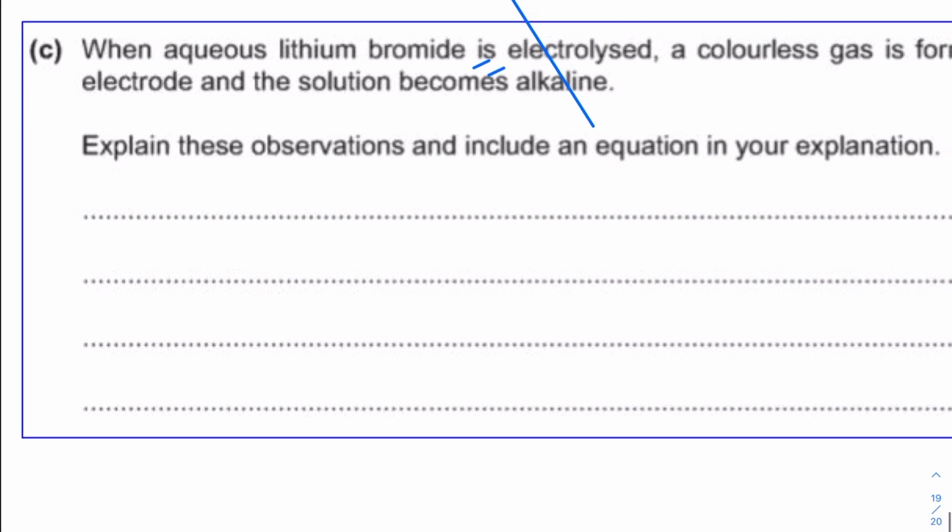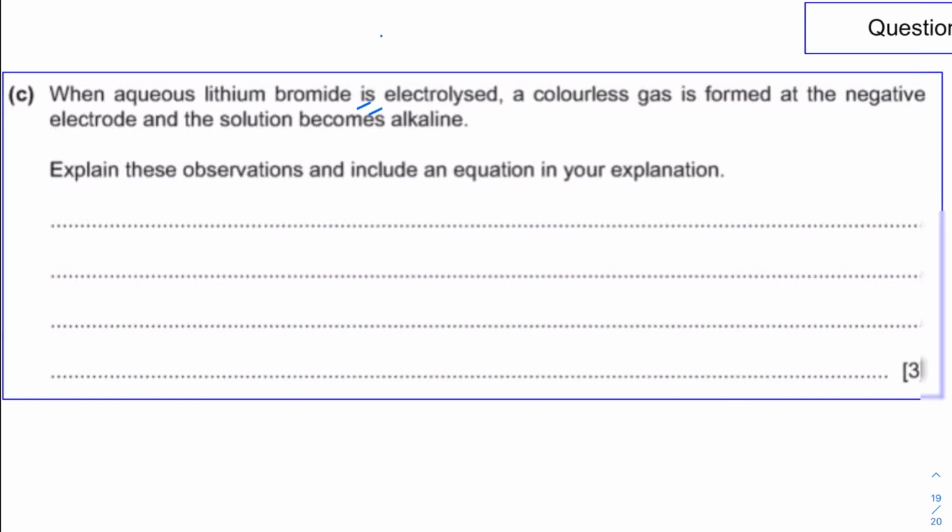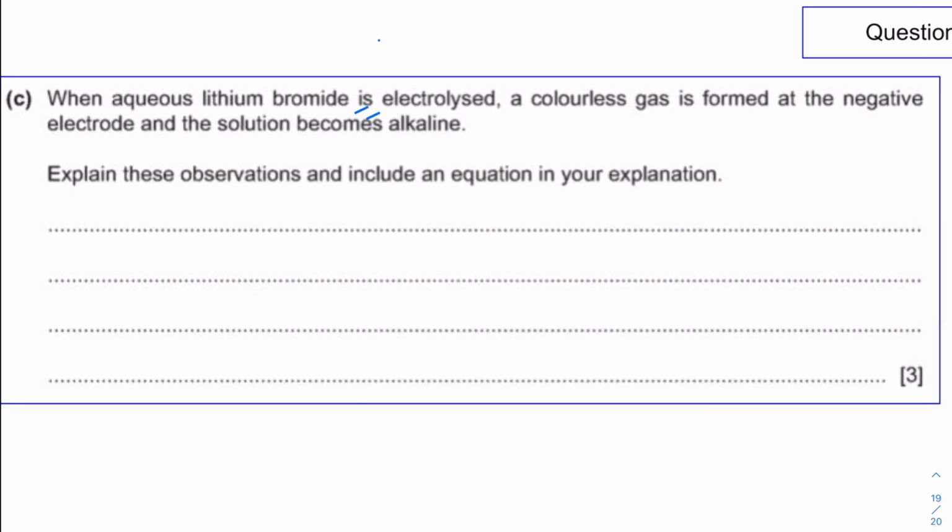When aqueous lithium bromide is electrolyzed, a colourless gas is formed at the negative electrode and the solution becomes alkaline. Explain these observations and include an equation in your explanation. So you've got 3 marks. The first thing you need to do is explain both observations. Observation 1 is a colourless gas is formed at the negative electrode. Observation 2, the solution becomes alkaline.